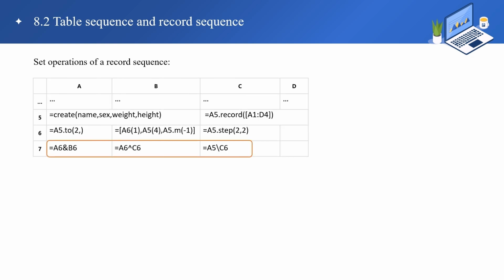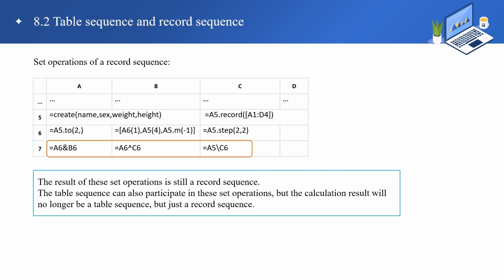A record sequence can be understood as an ordinary sequence, because it may have the same members, and the set operations are also meaningful. The result of these set operations is still a record sequence, and the table sequence itself can be regarded as a record sequence composed of all its records, and can also participate in these set operations, but the calculation result will no longer be a table sequence, but just a record sequence.